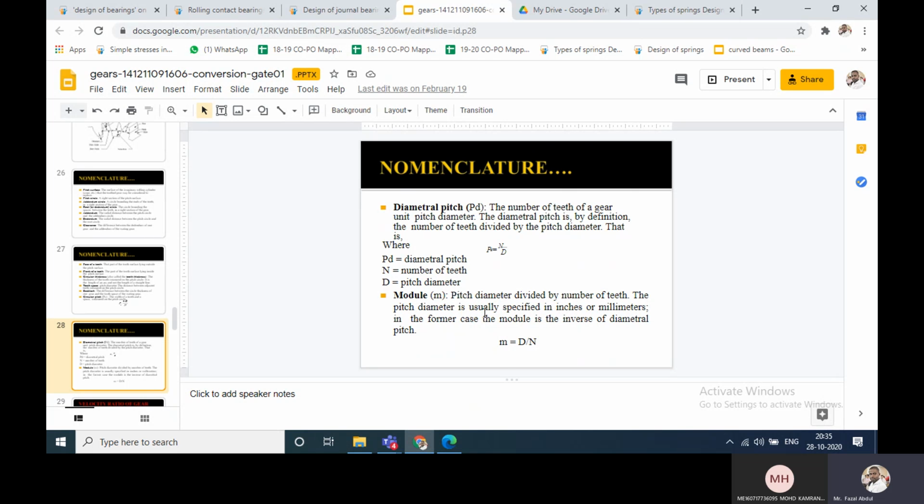Module is the ratio of diameter to the number of teeth. M is equal to d by t. Diametral pitch is t by d. Just see the difference: P is equal to t by d, here M is equal to d by t. Here, in place of n, just remember t.